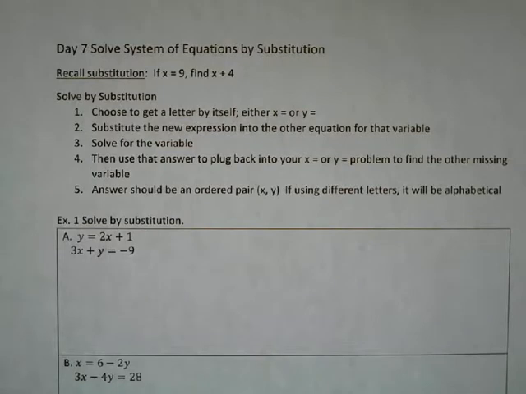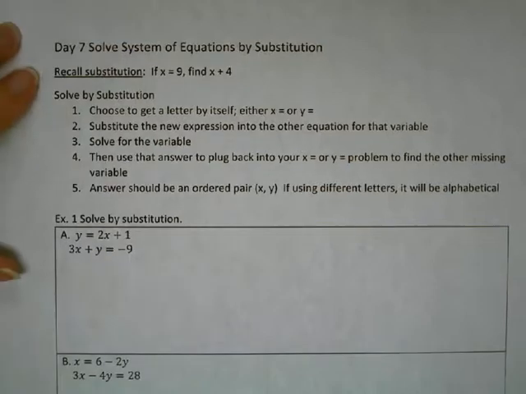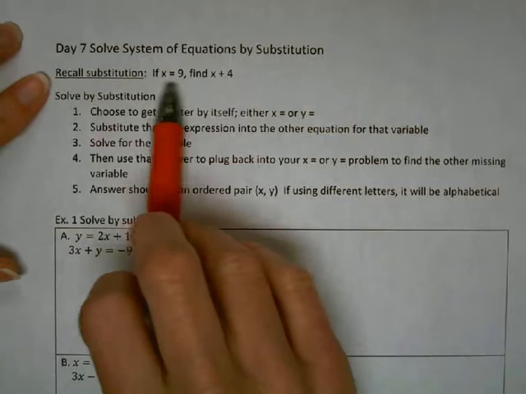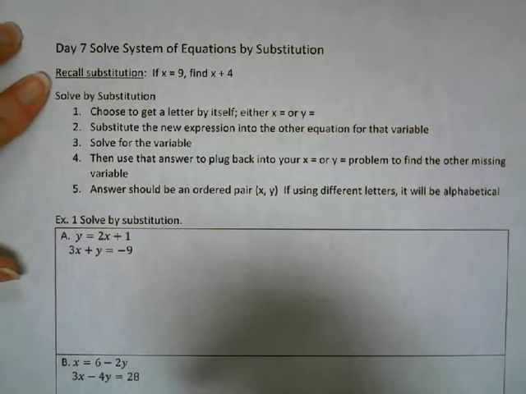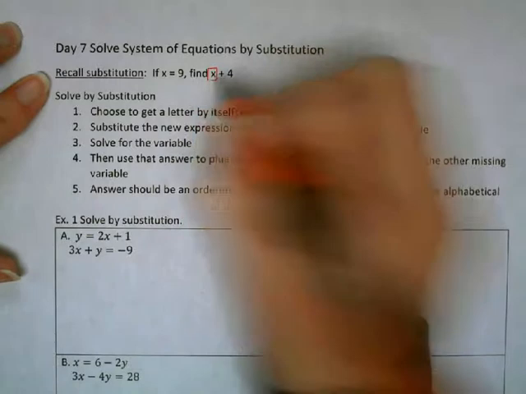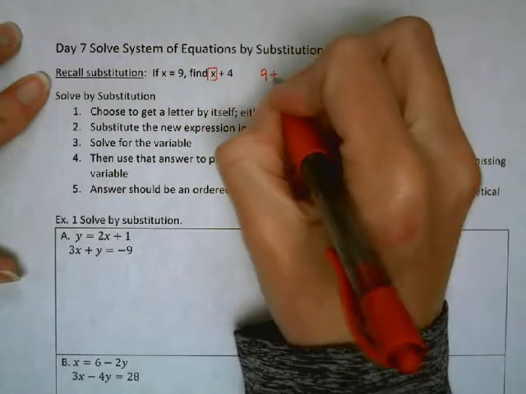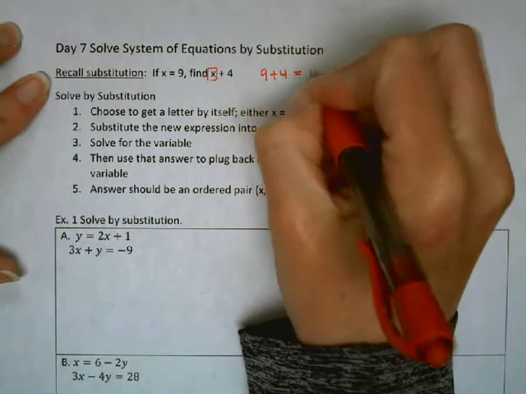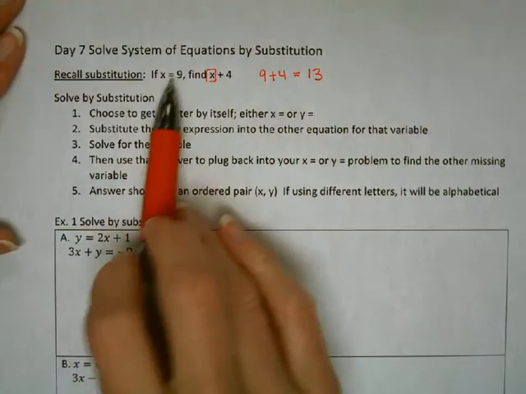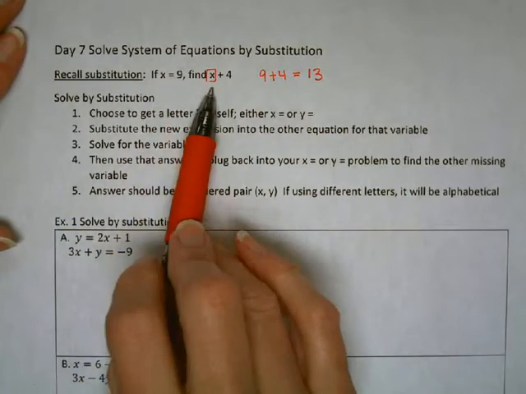So, solve by substitution. Just to recall what the word substitution means, we learned in middle school if x equals 9 and you want to find x plus 4, you substitute the 9 in place of the x. So 9 plus 4 equals 13. So that is substitution in general. You're plugging a number or something in to replace something else.